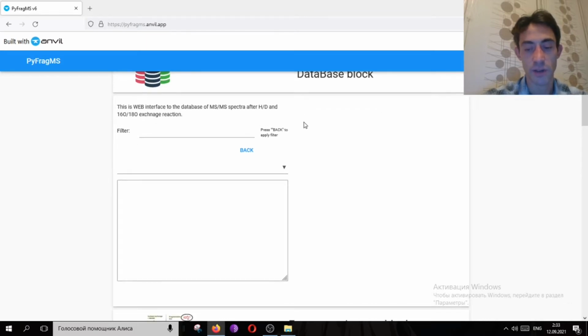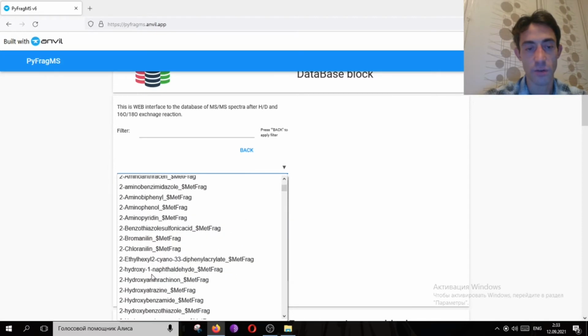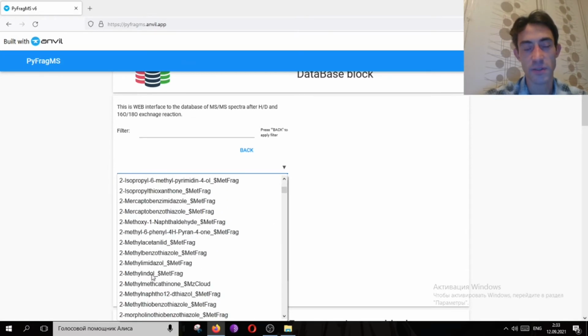Here we have created and published a database. Now this database contains almost 7,000 compounds for which we have annotated MSMS spectra, and for almost 1,000 compounds we have MSMS spectra after the hydrogen deuterium exchange reaction, and for around 100 molecules MSMS spectra after the oxygen exchange reaction.